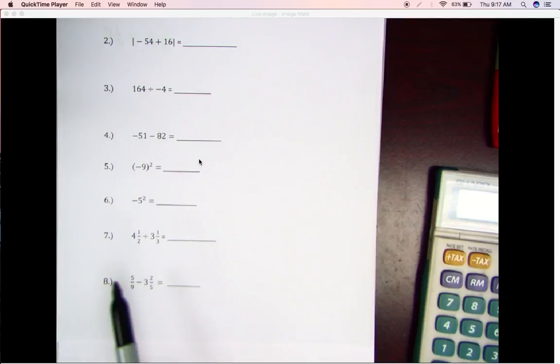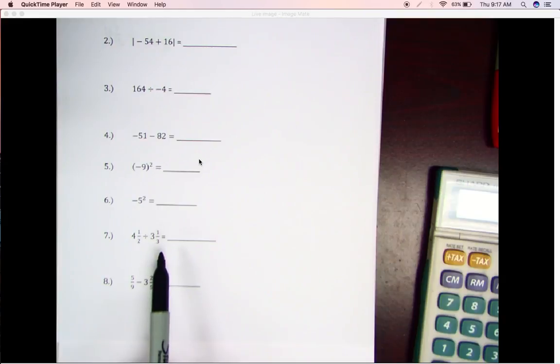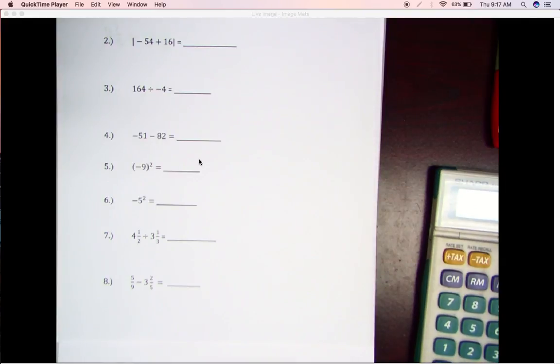Another problem that we have, 4.5 divided by 3 1/3. Now, dividing mixed numbers can be a little tricky. However, it's actually not too bad once you convert it into an improper fraction. Okay? Now, if you want to convert it into decimals, that is perfectly fine.